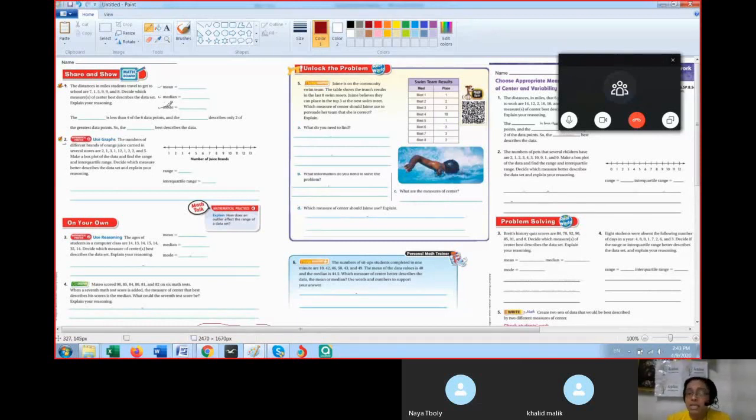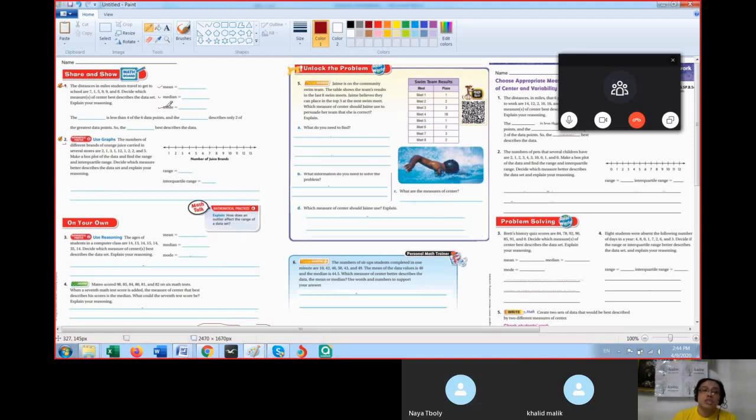Remember, the mean is the average of the set of data. To find the mean, you always arrange the numbers properly and then add. After finding the sum of the data set, you have to divide the sum by the total number of data. The median is the middle number. And the mode is the number that is repeated most often.